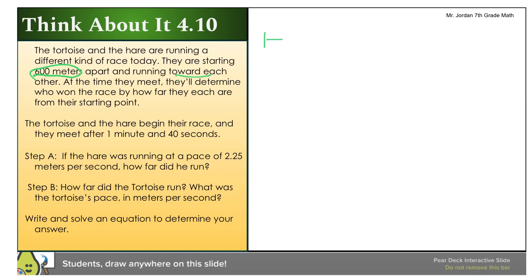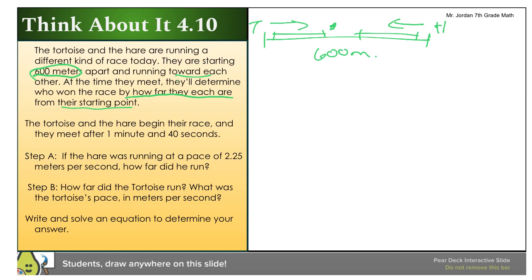So if I just visualize that, I have the tortoise on one side and the hare on the other, and they are going towards each other. And they are 600 meters apart. So at the time they meet, they determine who won the race by how far they are from their starting point. So wherever they meet here, you have to figure out what this distance is, what this distance is. Whoever went the farthest wins.